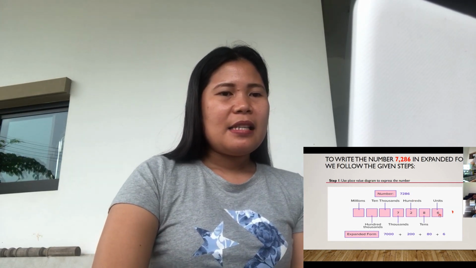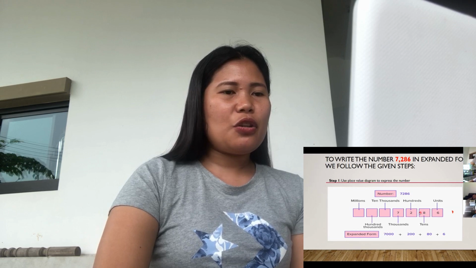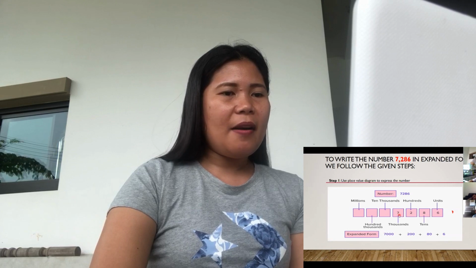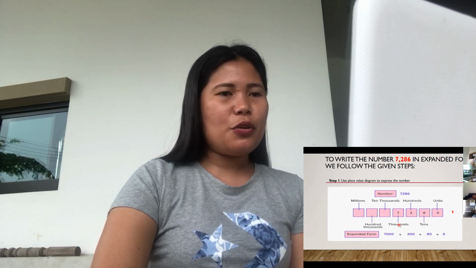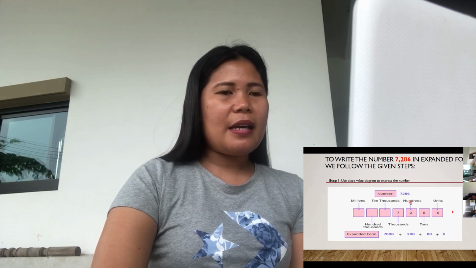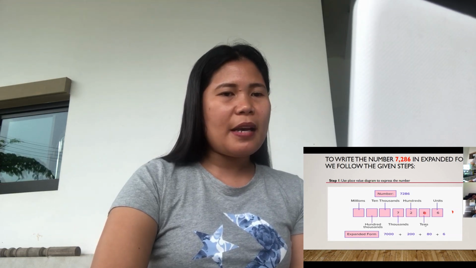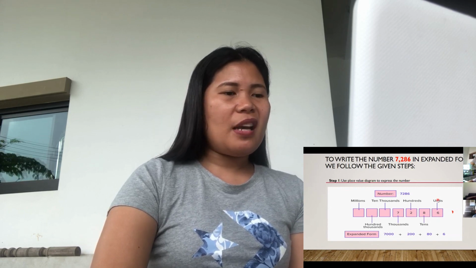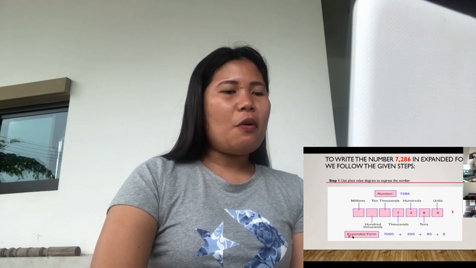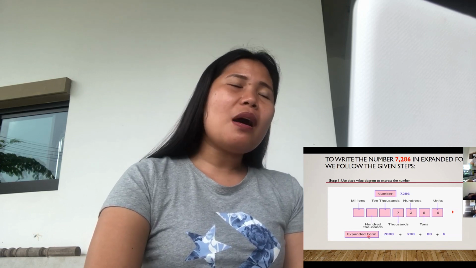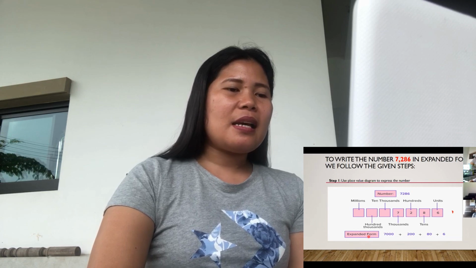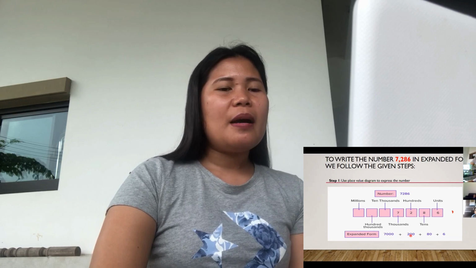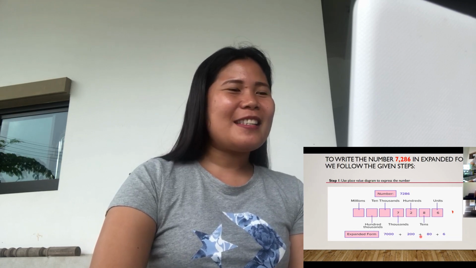Look at this. We write 6, 8, 2, and 7. So guys, 7 is in the thousands place, and 2 is in the hundreds place, and 8 is in the tens place, and then 6 is in the ones place. So the expanded form of 7,286 is 7,000 plus 200 plus 80 plus 6.